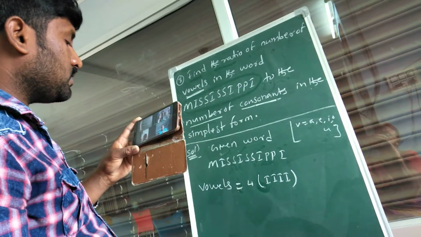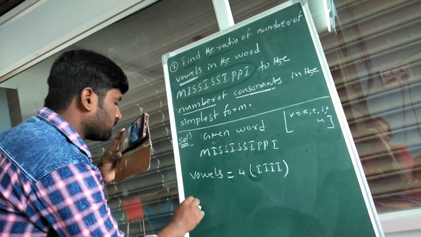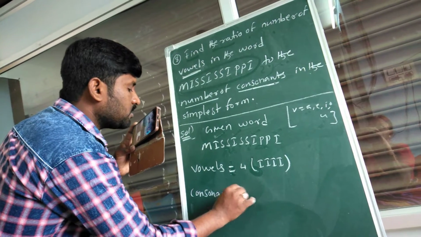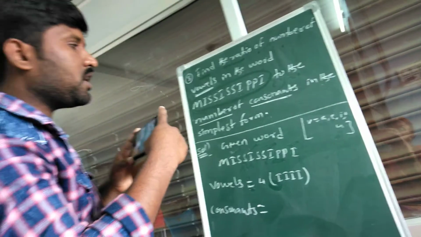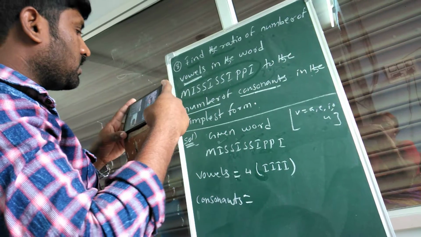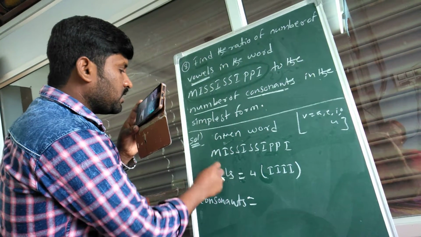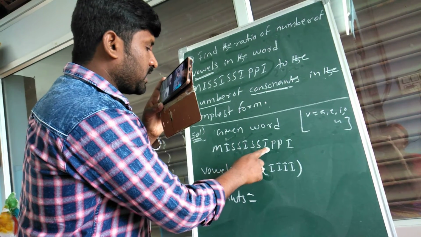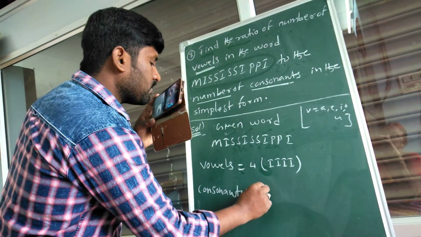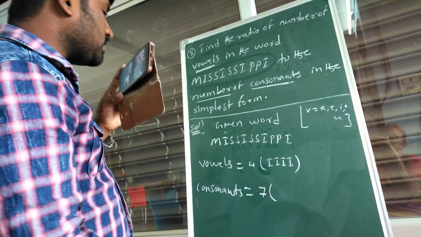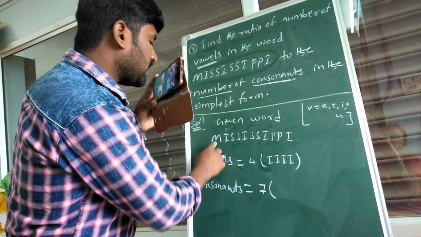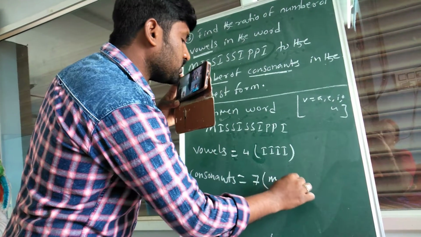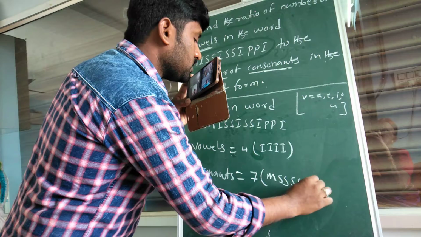Okay. Next, consonants. Consonants means those which are not vowels. What are they? 1, M, 2, 3, 4, 5, 6, 7. Okay? So how many consonants are there in total? 7 are there. M, S 2 times, again S 2 times, P 2 times.